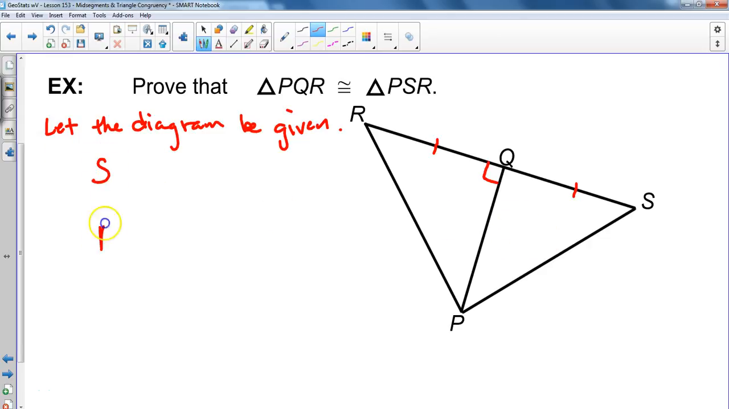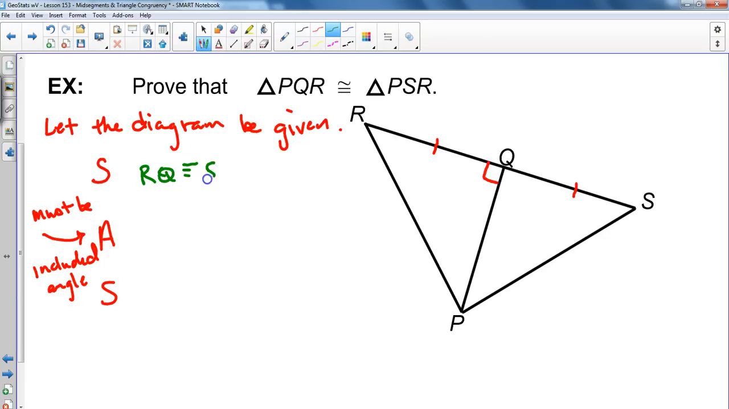The first thing I want you to notice is we always argue in order. SAS is always in this order. If we're going to use the SAS shortcut, the angle must be the included angle, the angle that's in between the two sides that you argue down here. So let's check this out. If we look at this diagram, my first side argument is the very simple one that's given. I know that RQ is congruent to SQ, and the reason is that's given information.